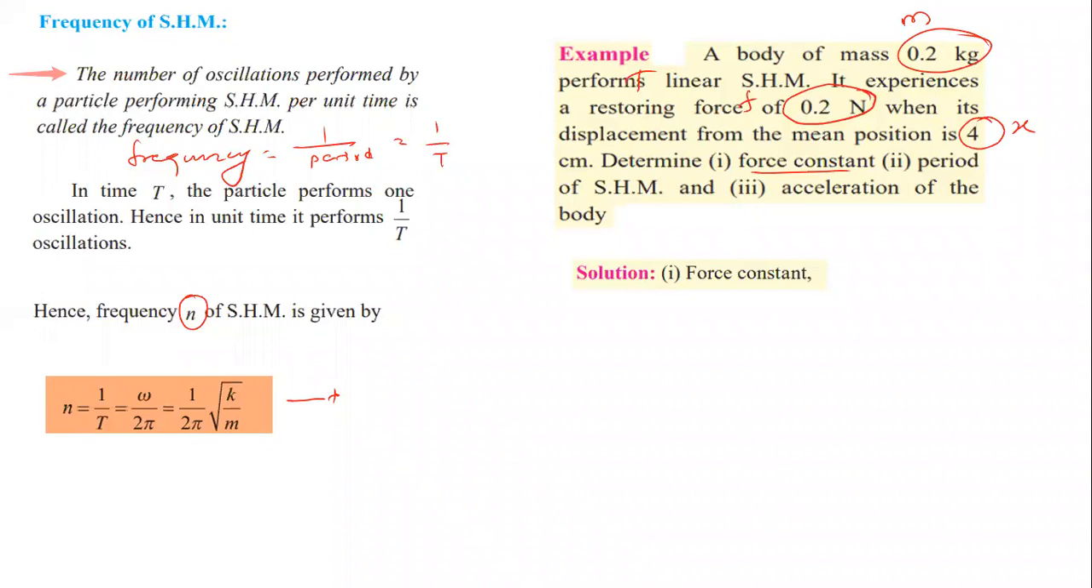Determine the force constant, meaning K, you have to find out. The period of SHM, meaning T, you have to find out. And the acceleration, meaning small a, you have to find out. Now let's see the solution here.